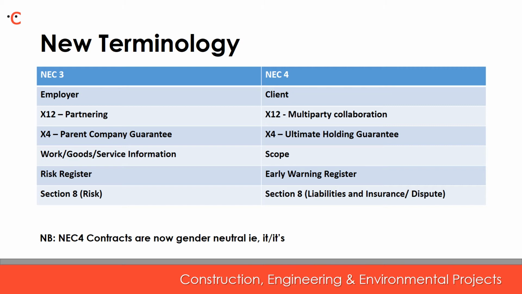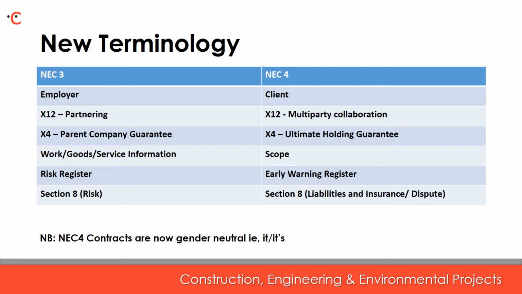You'll see that employer is being replaced by the term client, the term client being more commonly used in other standard form of contracts in the industry. The secondary option X12 has changed from partnering to multi-party collaboration to better reflect the intent and philosophy of the NEC. Secondary option X4, parent company guarantee, has now been renamed Ultimate Holding Guarantee, and I should add contains additional detailed provisions for the guarantee to be given by an intermediate company.